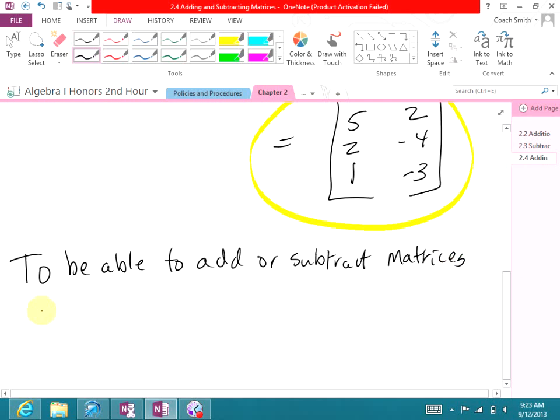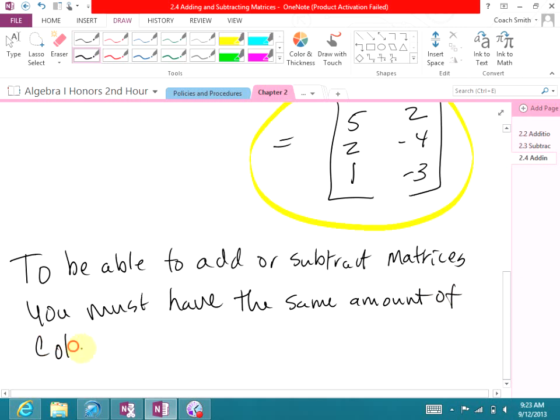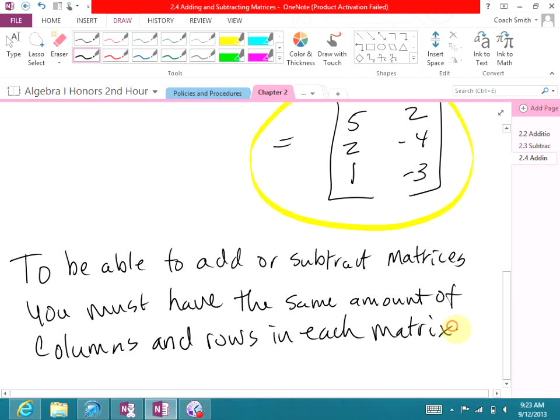So, to be able to add or subtract matrices, you must have the same amount of columns and rows in each matrix. For us to be able to put the two together, they've got to have the same amount of rows and the same amount of columns in each one.